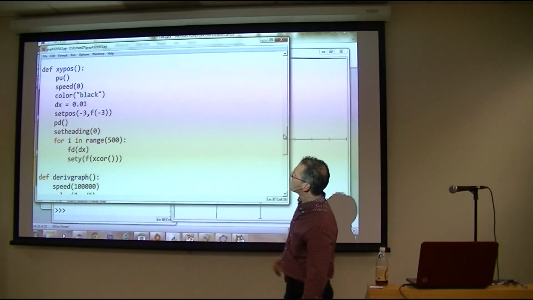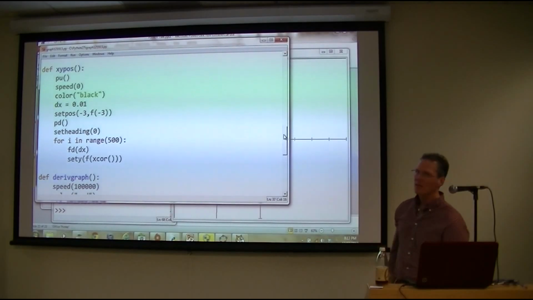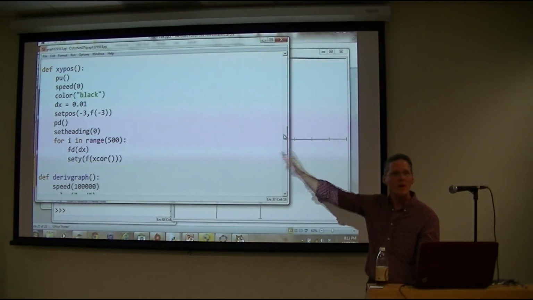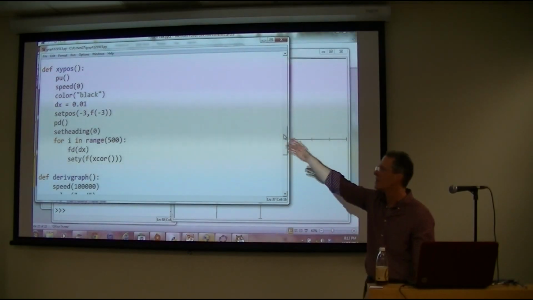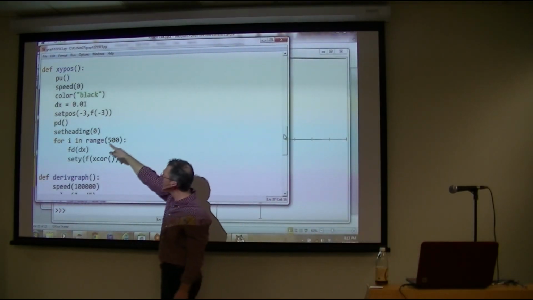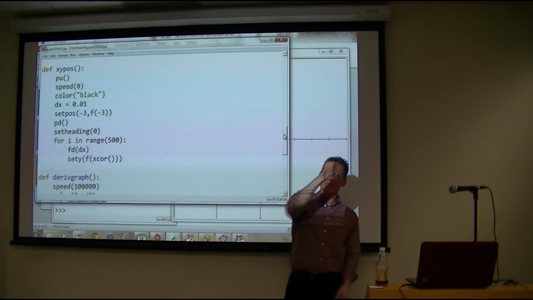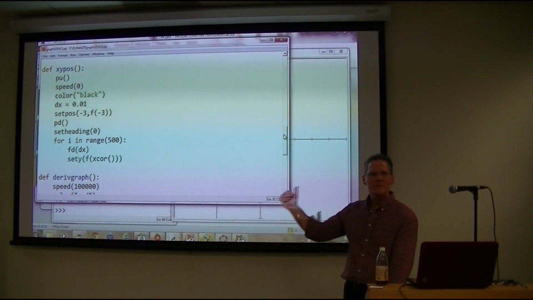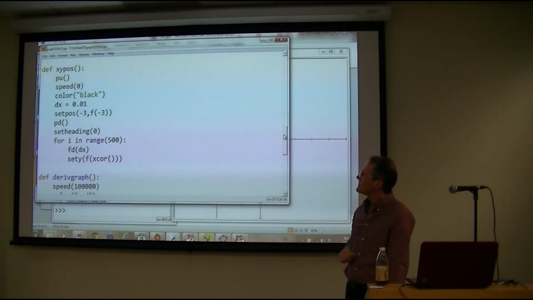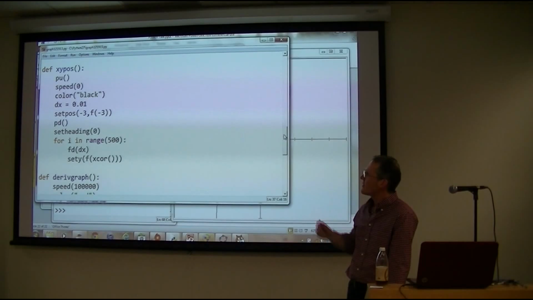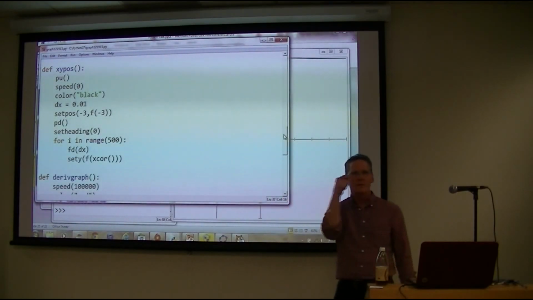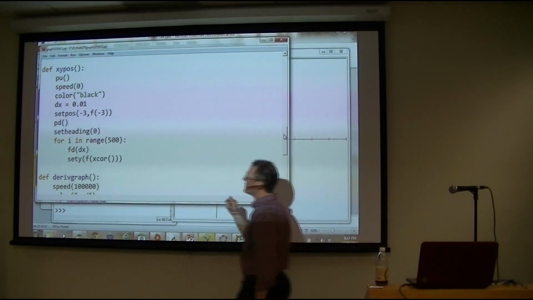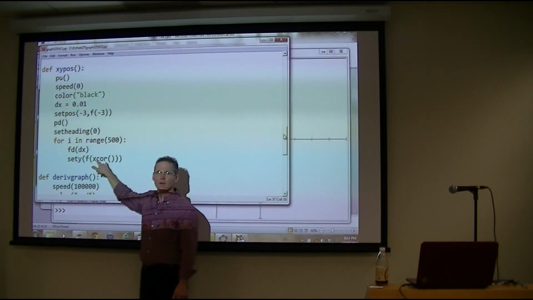Put your pen up, set your color to black. The step size is going to be 1/100th of a unit. Set your position to way over at -3, and then whatever the function of -3 is. Then put your pen down. Yeah, I've forgotten that a few times and got the big streak across the screen. Set your heading to 0. In the turtle module, that's to the right. And then 500 times, you just go forward to the right a tiny bit, and then set your y value to the function of your new x coordinate.